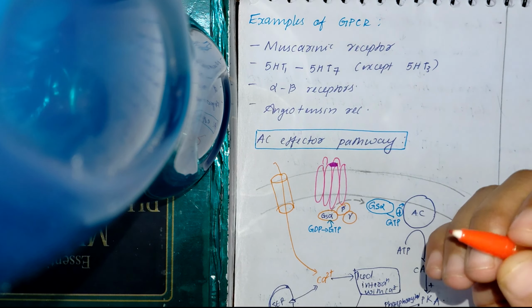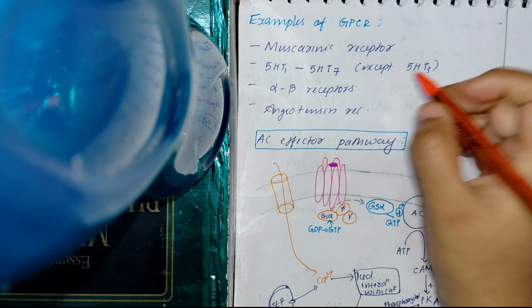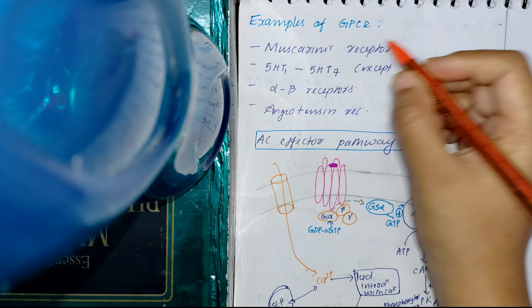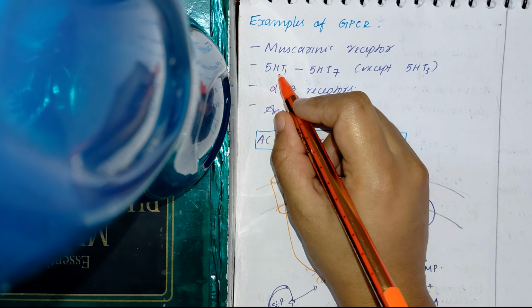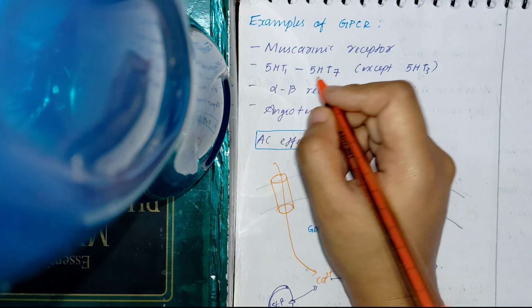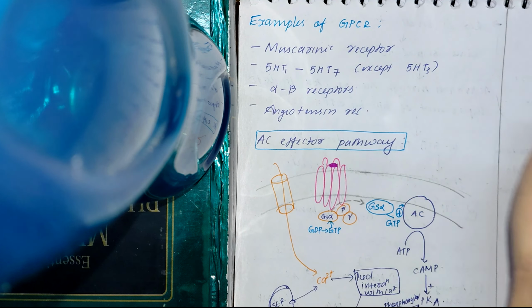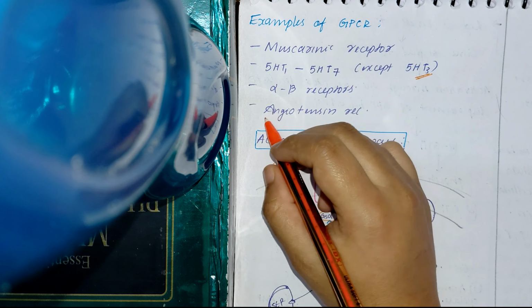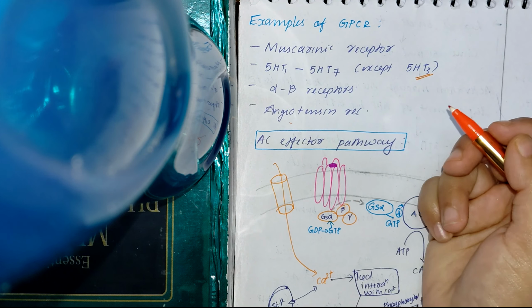Now let's learn a few examples of GPCR. I have written 4 examples. One is the muscarinic receptors. Second is the 5-HT receptors, serotonin 1 to serotonin 7, except for 5-HT3. Then alpha and beta receptors, and the angiotensin receptor.